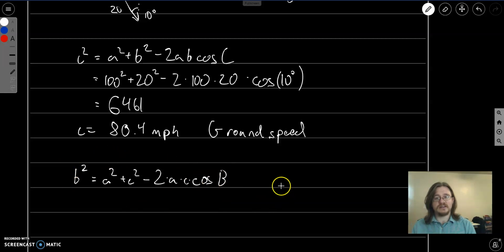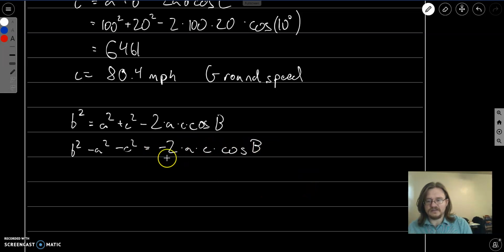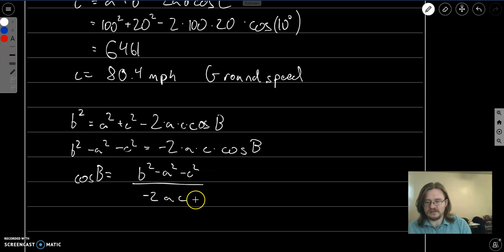And now I can use the law of cosines to figure out that angle. So if I try to solve for the cosine of B, I could move these guys to the other side and get b squared minus a squared minus c squared is equal to minus 2 times a times c times cosine of B. And then I'll divide both sides by negative 2ac. So cosine of B is going to be b squared minus a squared minus c squared over negative 2ac. So let's figure that out.